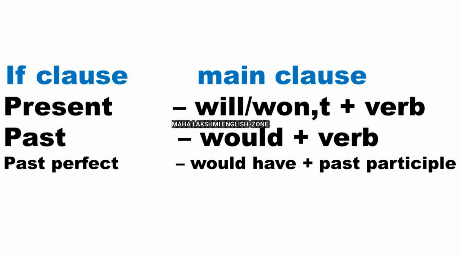If it is present, will plus verb. Past, would plus verb. Past perfect, would have plus verb. So here would have plus past participle. Only for this perfect we have past participle. For the remaining two we don't get that past participle. So will, would, would have. Present, past, past participle. In any way you remember this.